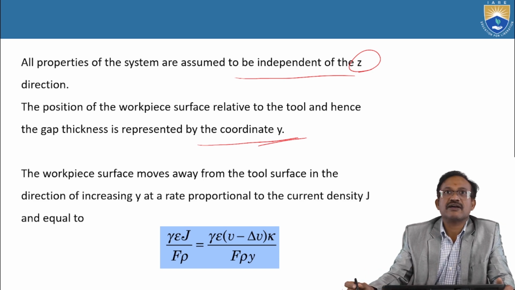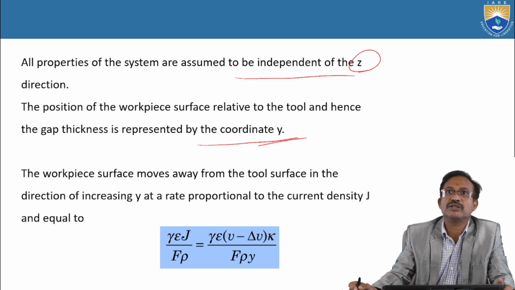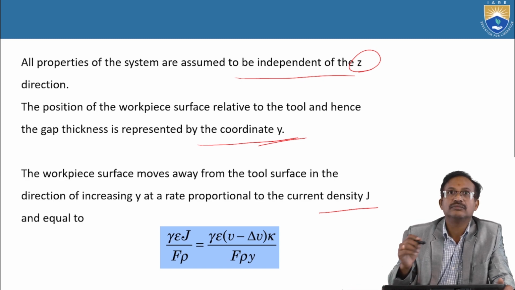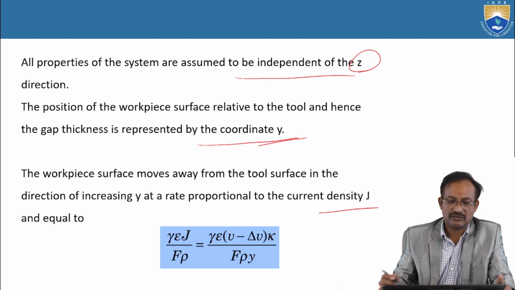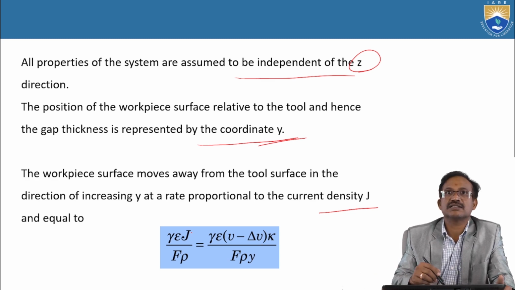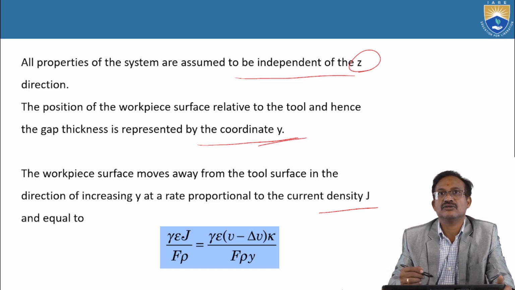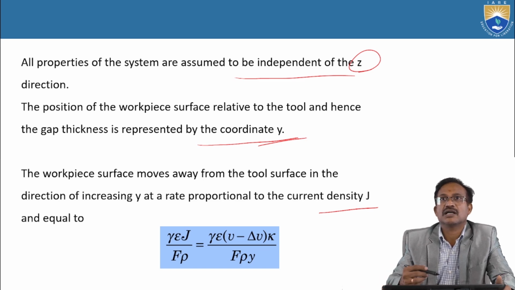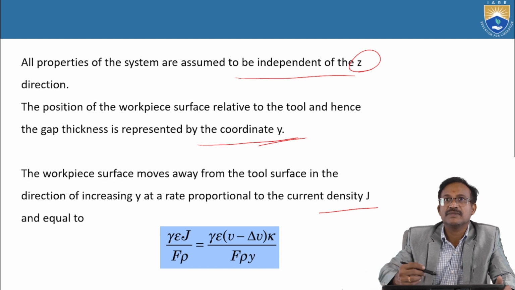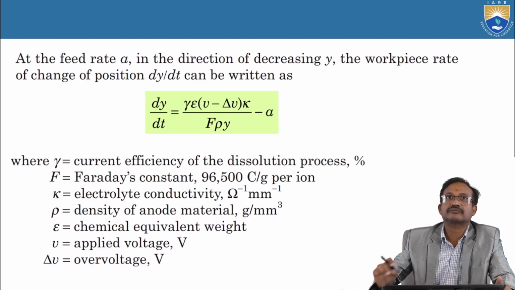The workpiece surface moves away from the tool surface in the direction of increasing Y at a rate proportional to the current density J and equal to, see, this is the governing equation. Now let us discuss what all these things are. Just look at this and you will understand. This is the governing equation that we have taken directly from experimentation. Later we will discuss all these things.